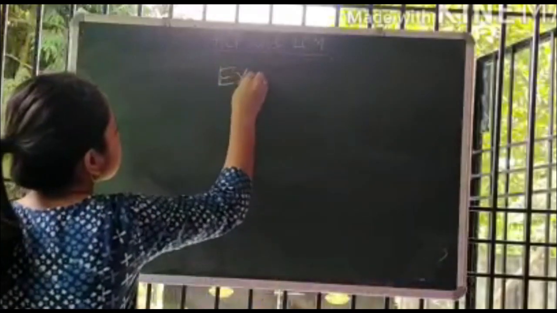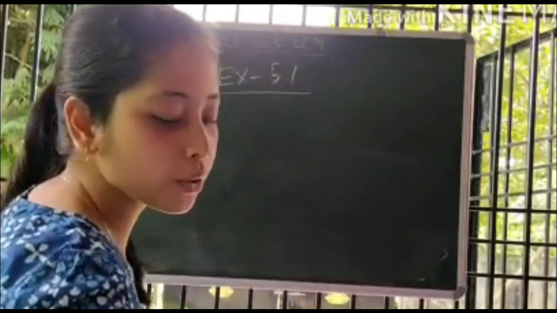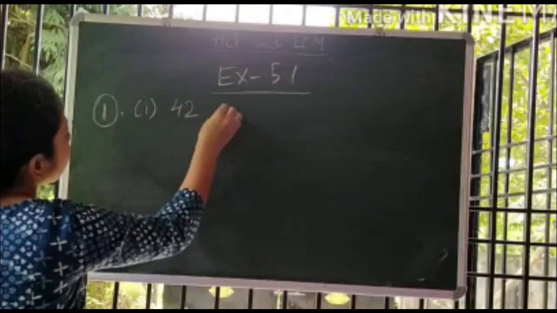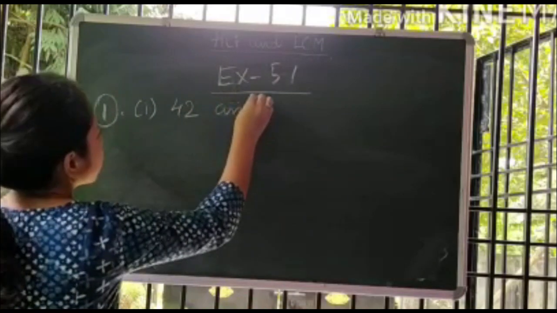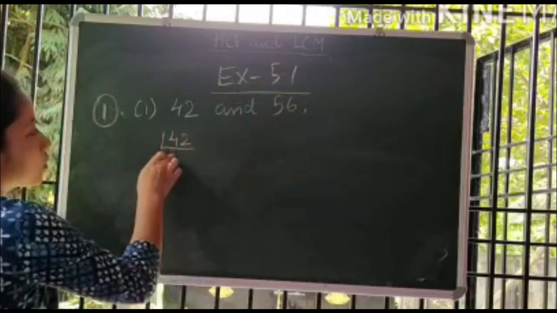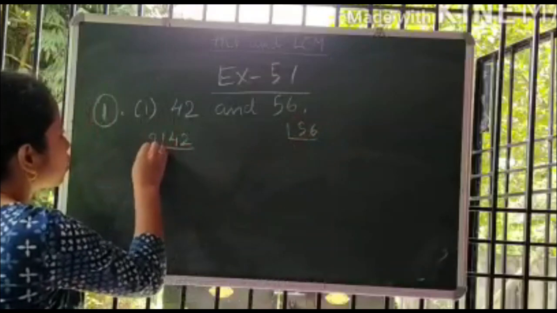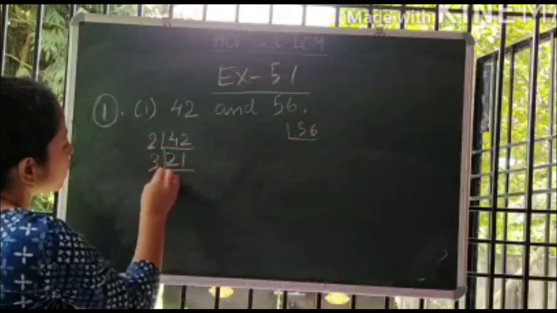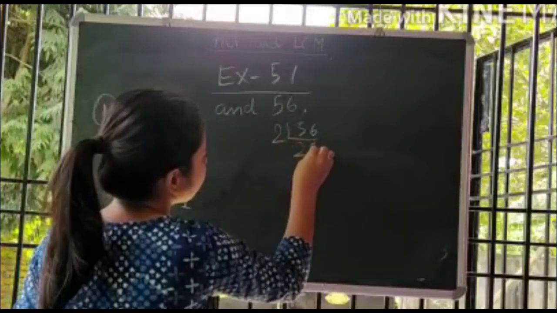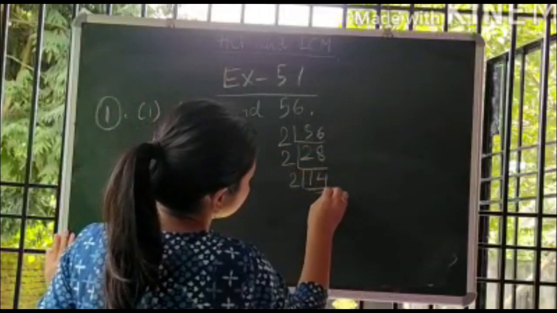Exercise 5.1. So what is the question? 42 and 56. One number I am showing you. 42 and 56. Okay. So let us do the prime factorization of 42. Then we will do the prime factorization of 56. 2 2s are 4. 2 1s are 2. 3 7s are 21. 7 1s are 7. Okay. 2 2s are 4. 2 8s are 16. 2 4s are 8. 2 7s are 14.